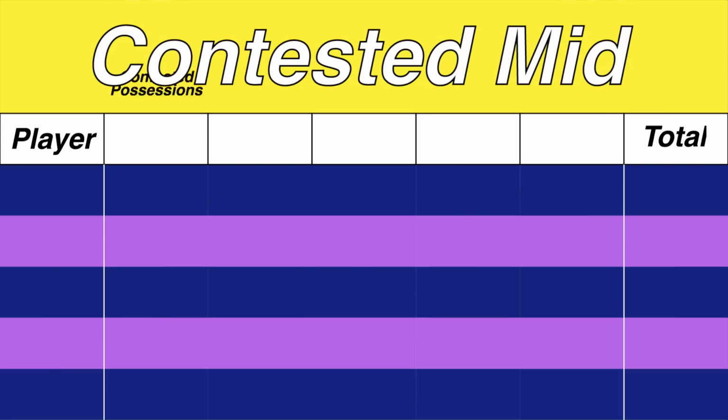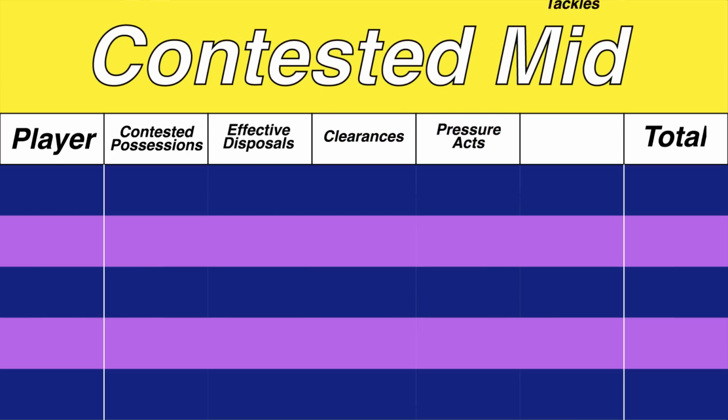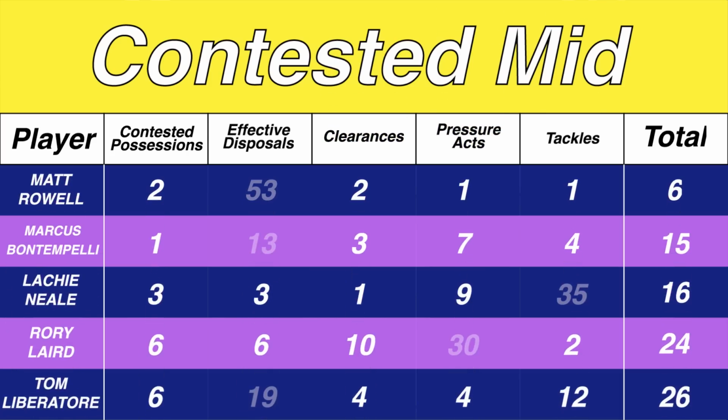From contested possessions, effective disposals, total clearances, pressure acts and tackles, the clear standout was Matt Rowell, whose 2 for contested ball, but 53 for effective disposals, highlighted him as an ultimate contested beast.